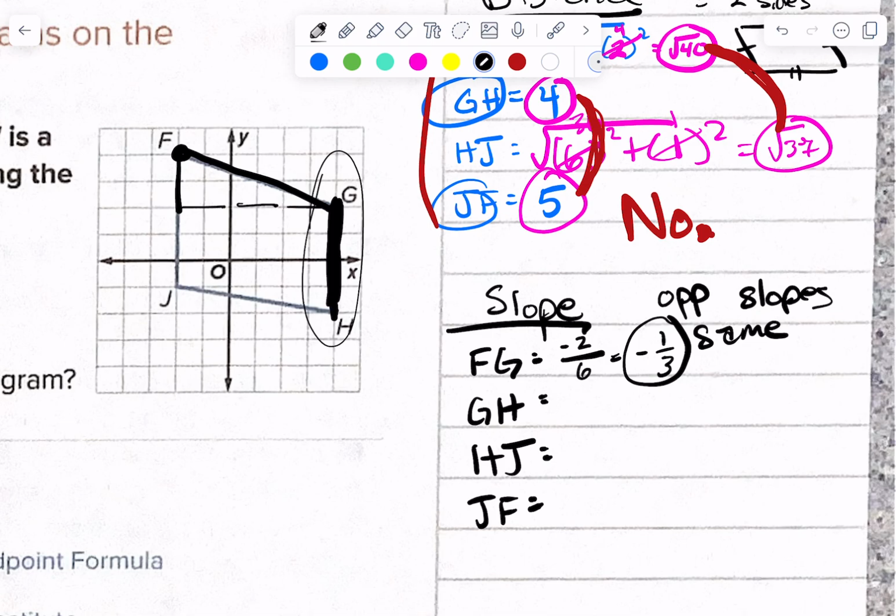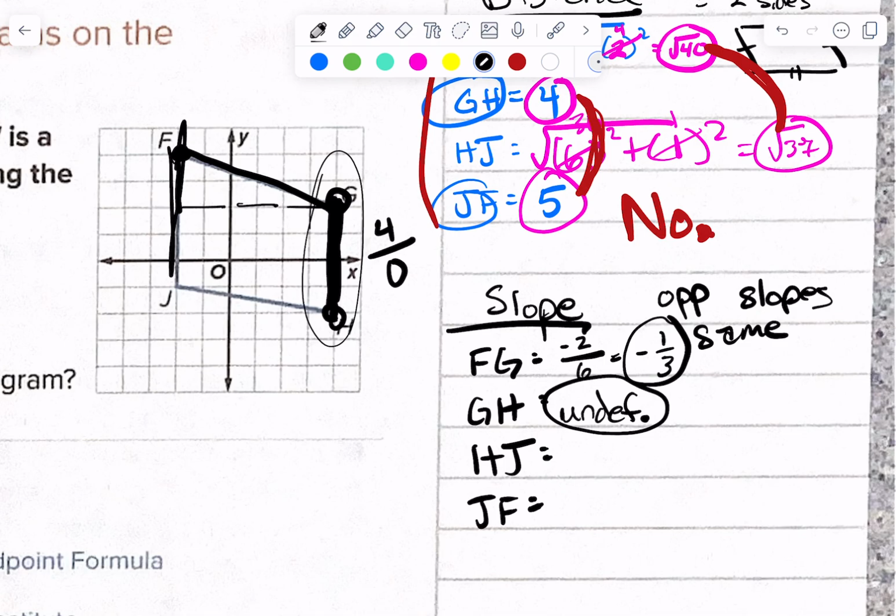This guy is rising 4 and running from G to H. He's rising 4 and running 0. So what's that mean? His slope is? If 0 is on the bottom, then it's undefined. You know how I remember that it's undefined slope? If it's a vertical line, it's not a function. It doesn't pass the vertical line test, right? You guys remember that from algebra? Functions pass the vertical line test. So his slope is undefined because he's not even a function.